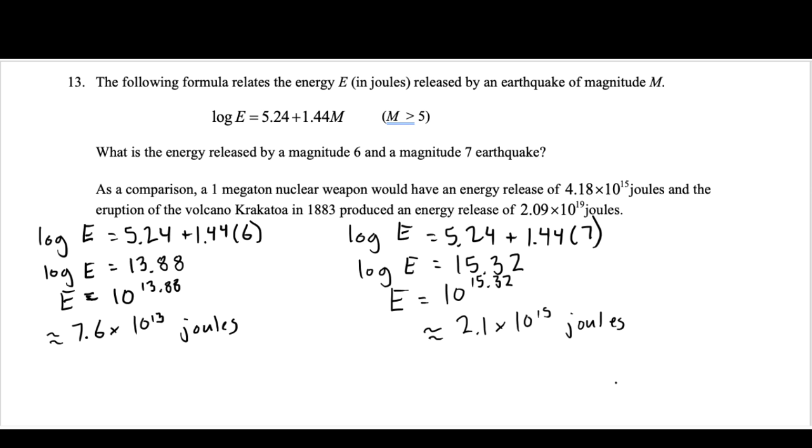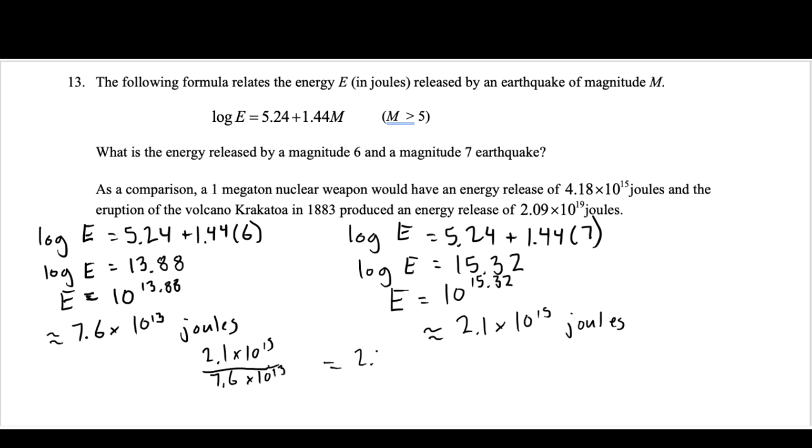So, one thing that is interesting about this is basically then exploring, well, how much more powerful is the magnitude 7 earthquake, right? So one way we could do that comparison is by taking the more powerful earthquake, which had 2.1 times 10 to the 15 joules, and divide that by the less powerful earthquake, which is 7.6 times 10 to the 13 joules.